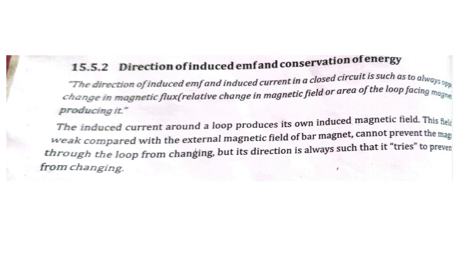So, direction of induced EMF and conservation of energy. The direction of induced EMF and induced current in a closed circuit is such as to always oppose the change in magnetic flux. Magnetic flux is basically the strength of a magnetic field in a loop. The number of magnetic lines passing through a certain surface area is known as the magnetic flux. The induced current around a loop produces its own induced magnetic field. This field, compared with the external magnetic field of a bar magnet, cannot prevent the flux through the loop from changing, but its direction is always such that it tries to prevent the change.